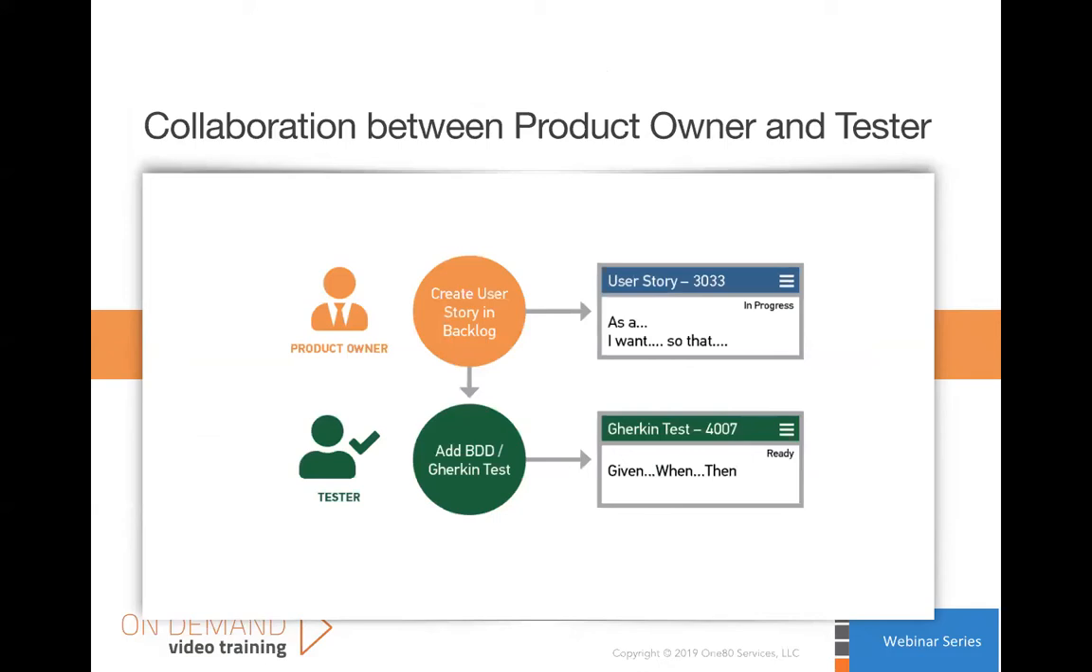The product owner and the tester work very closely together to write the stories, right? We're going to talk about Gherkin here in a moment, but what Gherkin is, it's the technical language that we use to write acceptance criteria so that they can be automated.